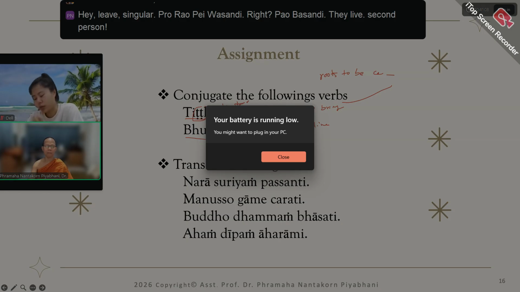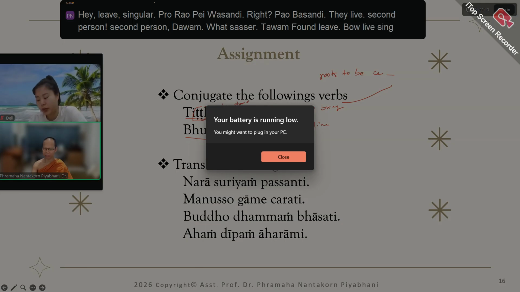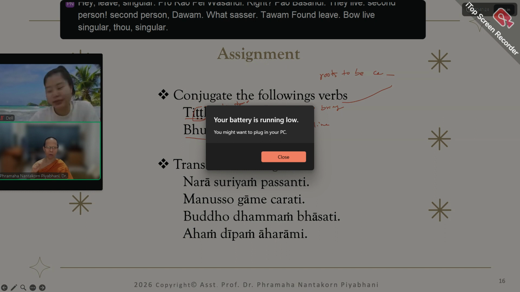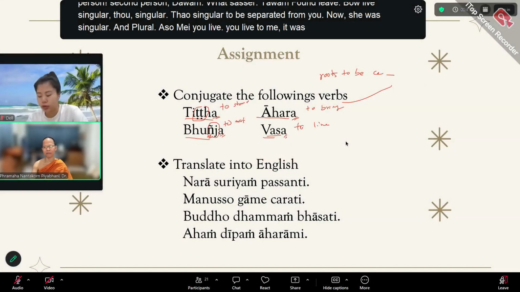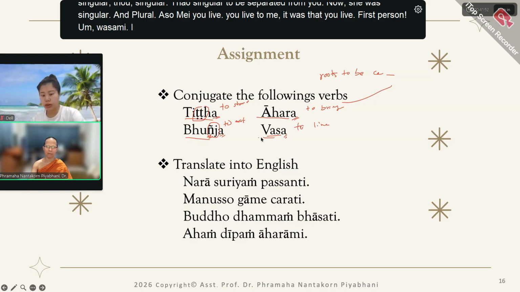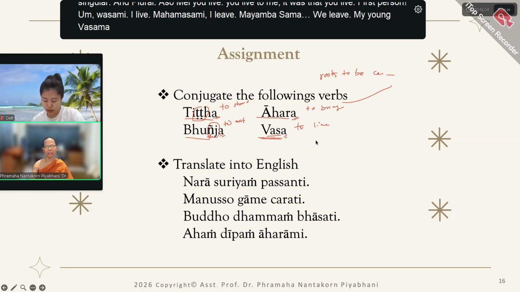Second person, tvam wasasi. Thou leave, thou singular, to be separated from you. And plural, tumhe wasatha, you leave. First person, aham wasami, I leave. Mayam wasama, we leave.